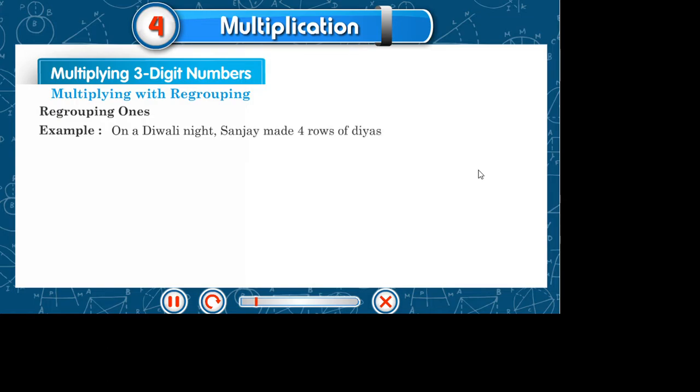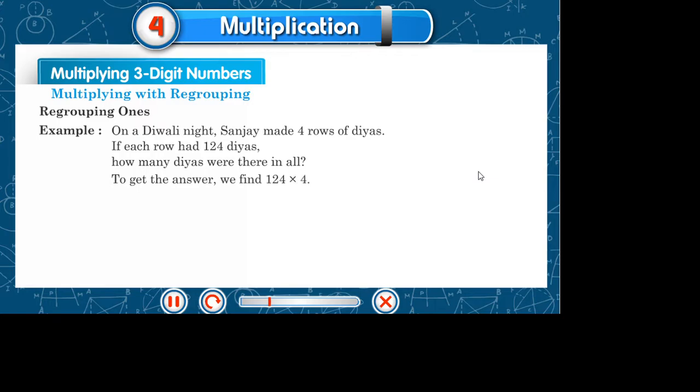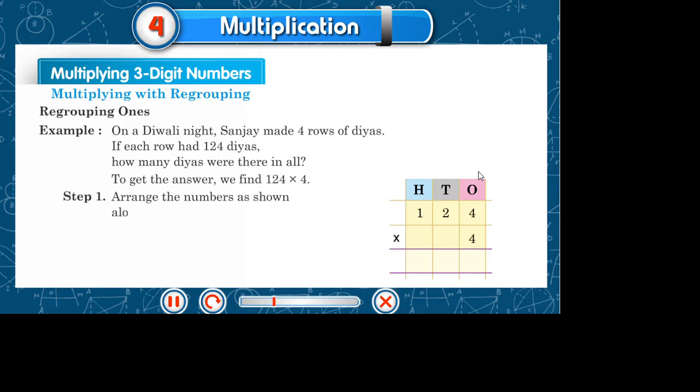Multiplying three-digit numbers. Multiplying with regrouping. Regrouping ones. Example: on a Diwali night, Sanjay made 4 rows of diyas. If each row had 124 diyas, how many diyas were there in all? To get the answer, we find 124 into 4. Step 1. Arrange the numbers as shown alongside and multiply the ones.